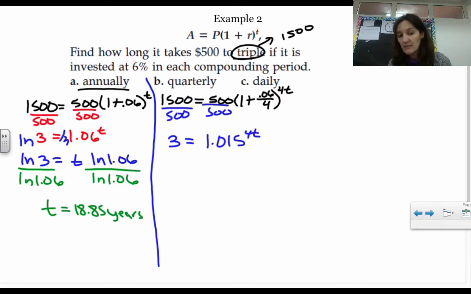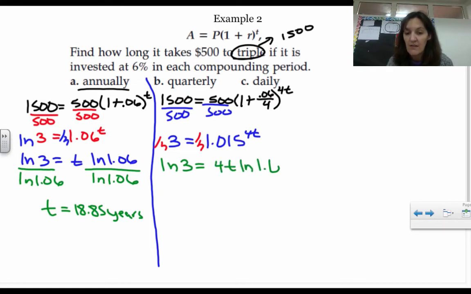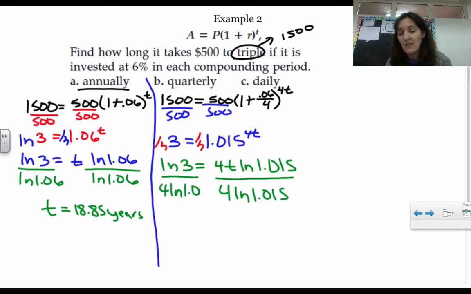Now we natural log both sides. You see, it's the same process every time. Nothing's changing. Then I have natural log of 3 equals 4t times natural log 1.015. Now I'm going to divide by 4 natural log 1.015. I think we're going to fast forward through the next one, because I don't think we need to go over all of that again. Because I want t by itself, that's why I divided by 4. And I end up with t equals 18.45, I think.